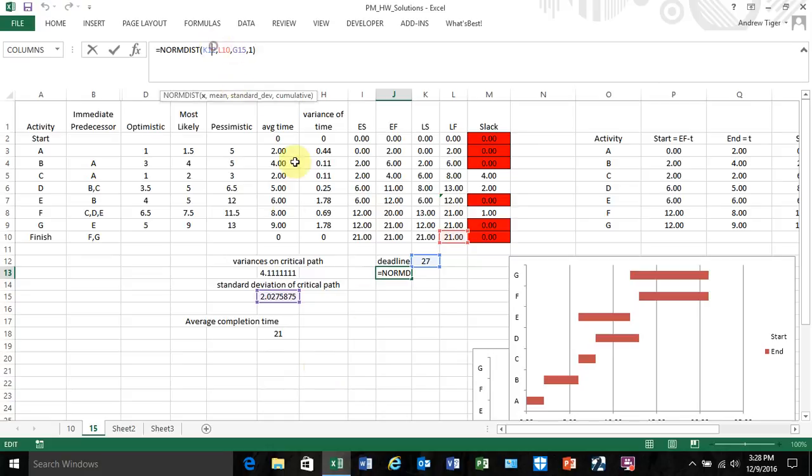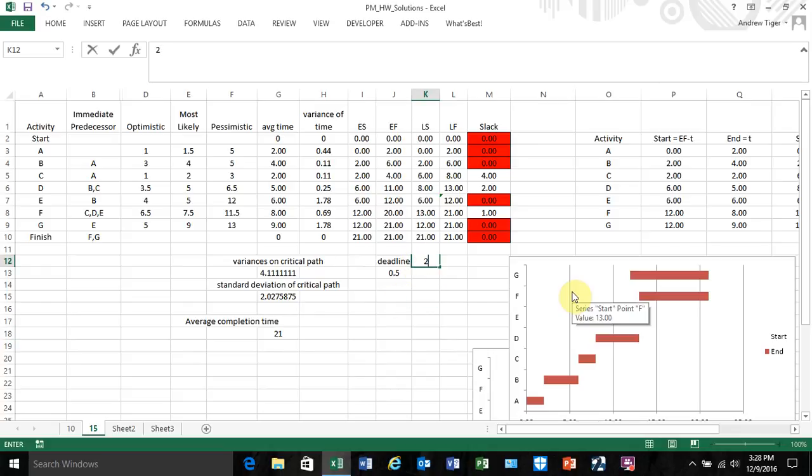Your first argument is the x value, or the deadline. Then the mean, the standard deviation, and the last argument is 1. So the likelihood of meeting a deadline of 27 with an average of 21 and a standard deviation of 2 is really, really high. What if I make that 21, which is the average? Well, the likelihood of meeting that is 50%. So you wouldn't quote the average. If the average completion time is 21, let's say these are in weeks, you wouldn't say, well, I'll be done in 21 weeks. You're only going to be right half the time. That would not be a good answer.